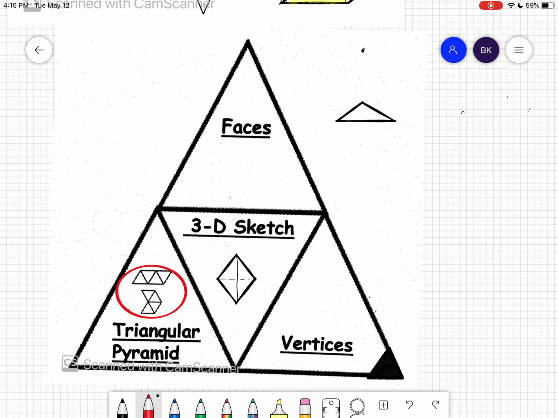pyramid. So we have the base, and I'm going to highlight in my sketch, we have a base right here. That's a triangle. And then we have 3 lateral faces. So the total number of faces is 4, and they're all triangles. And then we have 4 vertices, and we have 6 edges. I forgot to put that in.